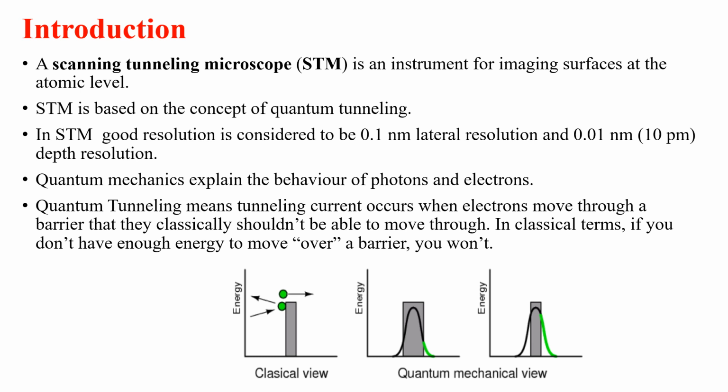So what do you mean by quantum mechanics? It is the explanation of the behavior of photons and electrons. What do you mean by quantum tunneling? First of all, if you observe the figure, there are two views shown. One is the classical view and the second one is the quantum mechanical view.